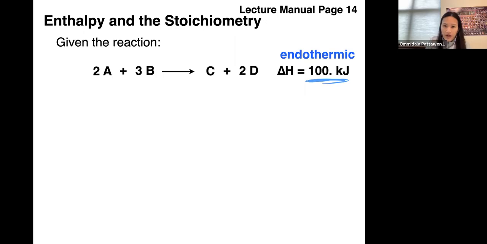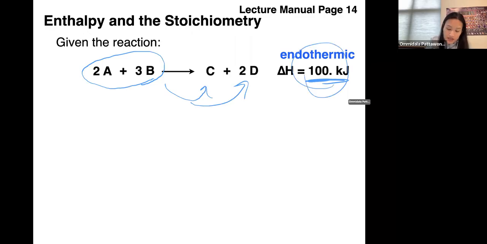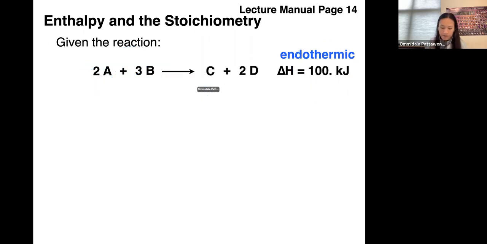The meaning of this would be, in order for 2A plus 3B to convert to C and 2D, it's going to require this amount of heat. That's what it means. These two need to absorb 100 kilojoules in order to convert to C and D. So this process involving A and B absorbs heat in order to convert to C and D.